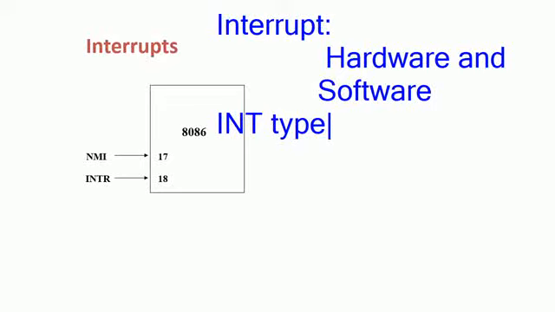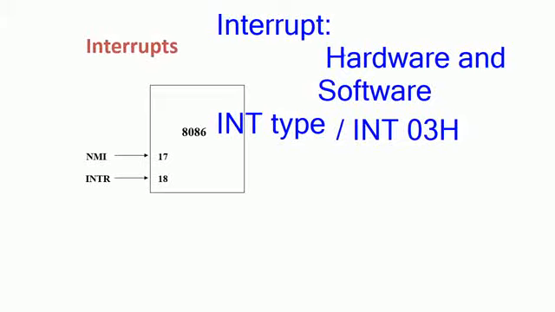An example of a software interrupt is INT type. In the programs we have taken, we used to terminate the program with INT 03H. INT 03H is a software interrupt. 03H has the operation of breaking the execution. So that is the INT 03 type interrupt, and it is a software interrupt.